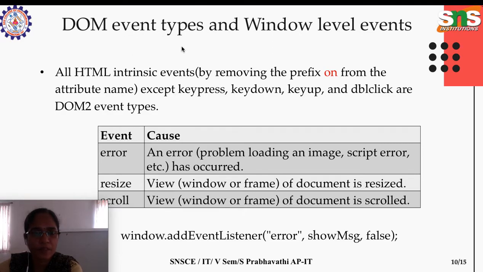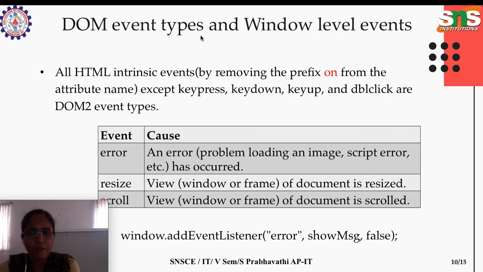So document event types are the events which are similar to HTML intrinsic events, except we need to drop the on prefix. Like onclick means here the DOM event is click. So in HTML intrinsic events, if the event is ondblclick, here the DOM event type is dblclick. Except a few events like keypress, keydown, keyup and double click, except these four events, you have to drop the on prefix in the HTML intrinsic events. If you drop it, those are the events supported for DOM.